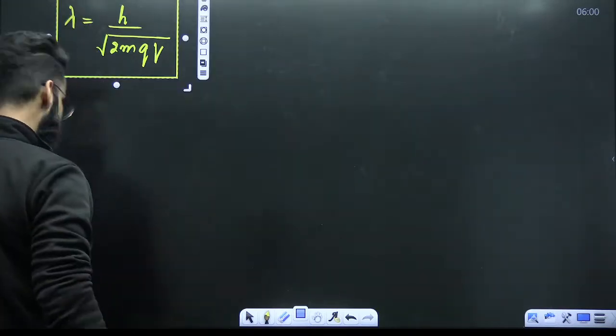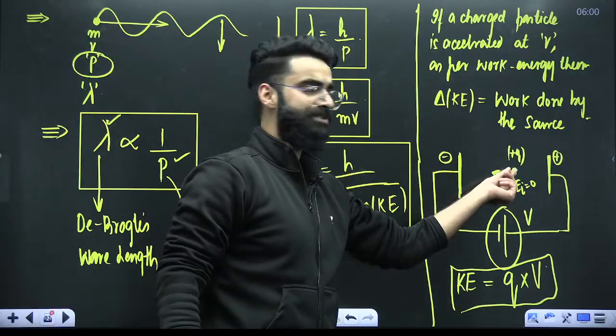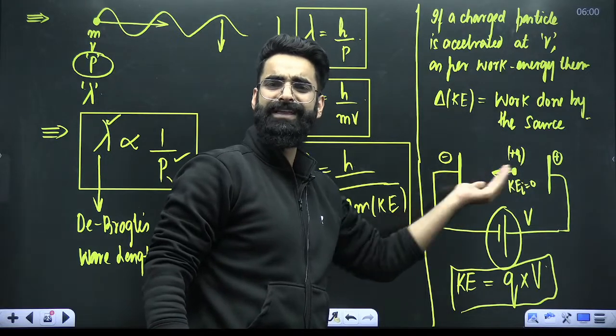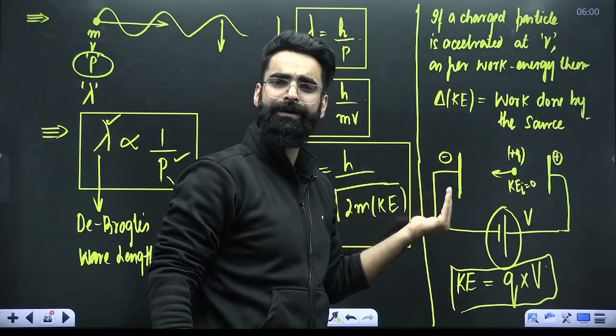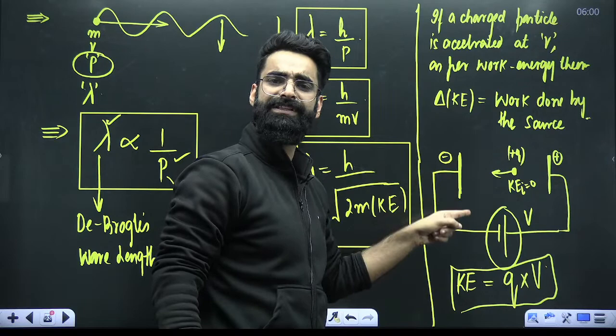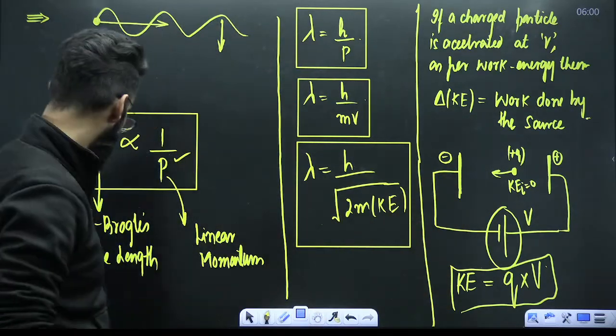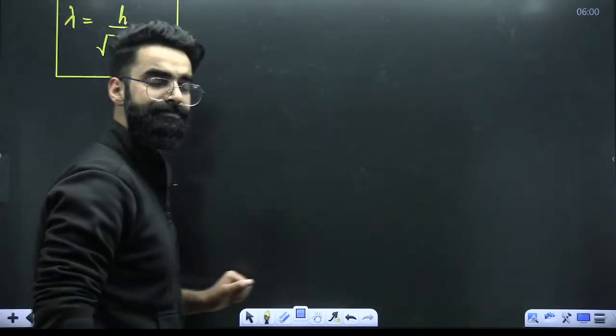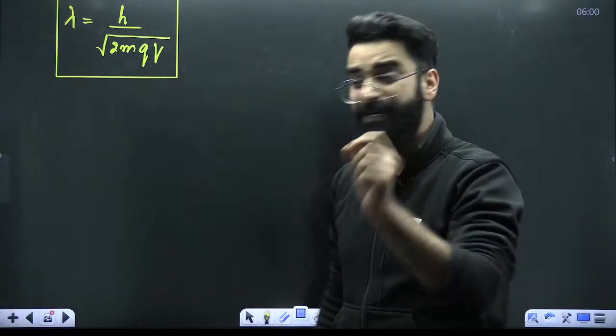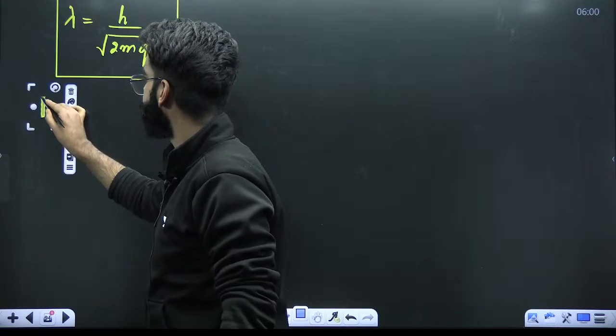Guys, it's simple. If you have a charged particle that is accelerated, if the charged particle is moving, definitely there will be a wave associated with it. That wave will have a certain wavelength. How do we calculate that wavelength? Like this, right? Particularly if I talk about the electron.